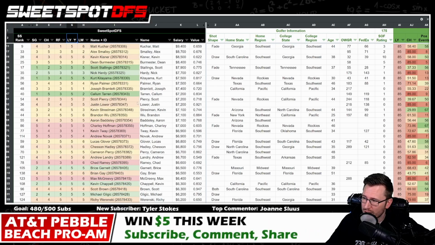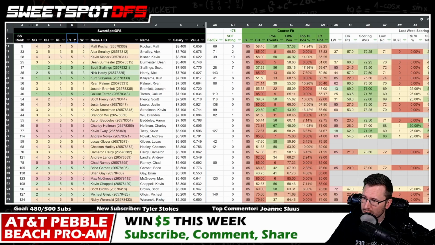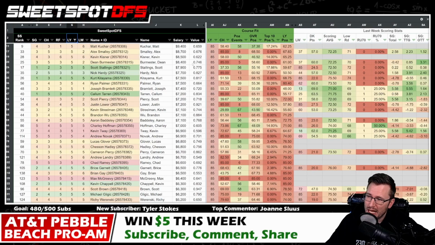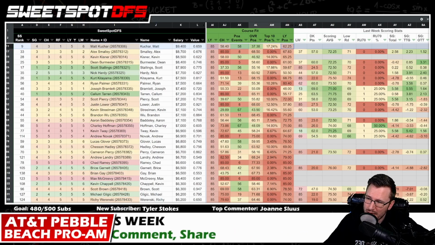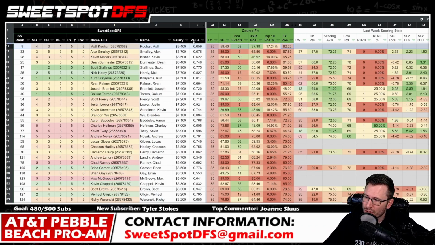And it's going to be hard to fade them. Even just looking at POA stats, there's Kuchar, 9,400, he's 9th in my model. Makes sense. Great on POA, good top 10 percentage. Course history is not great, but it's whatever. Good reason to fade Kevin Kisner, like I've heard a lot of people saying.